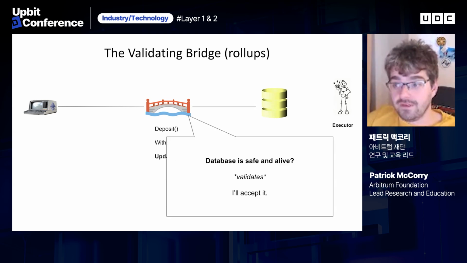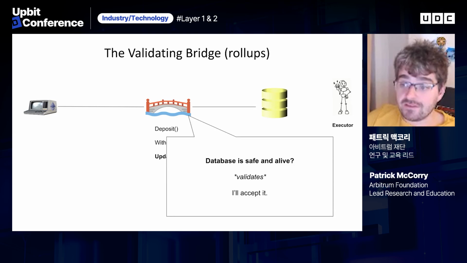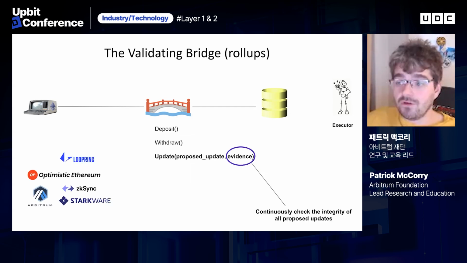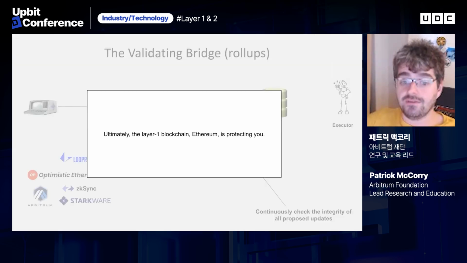Then the smart contract will receive the evidence, check it, validate it, and be convinced that the update to the database is valid and correct. So that's cool, and that's all we're really doing. We're just periodically checking these database updates, and every single rollup project out there is trying to build that.